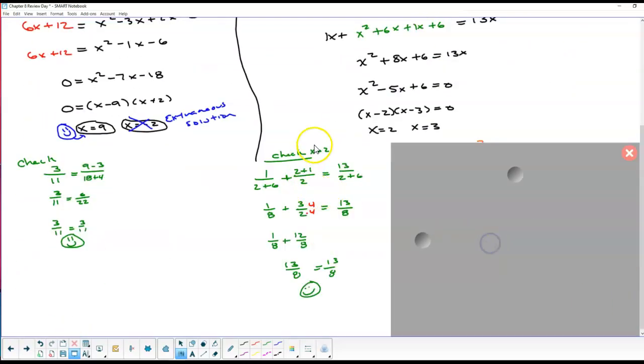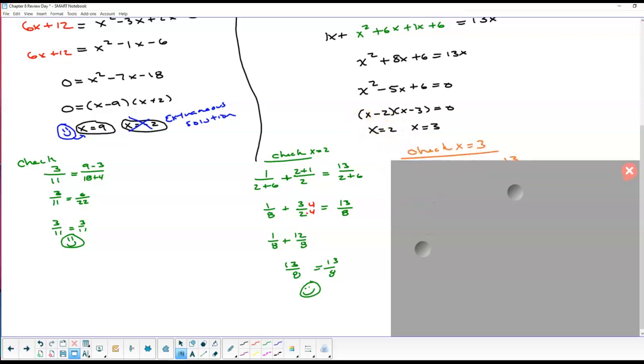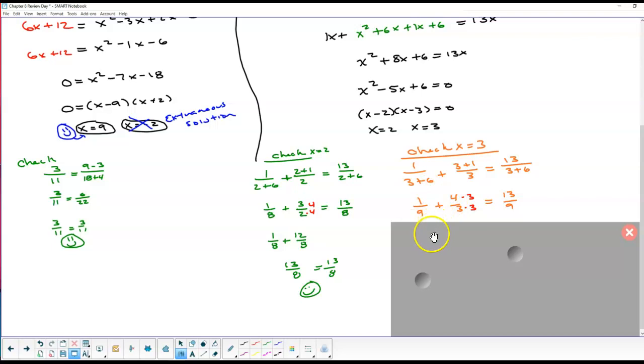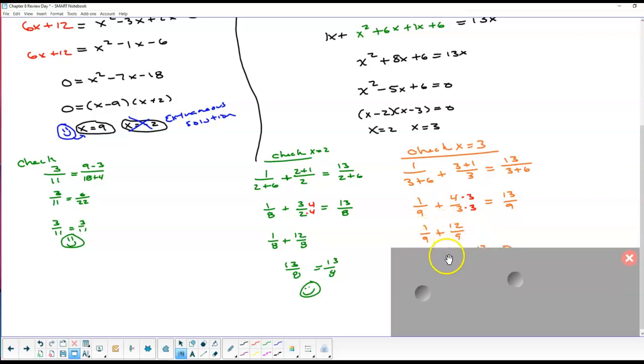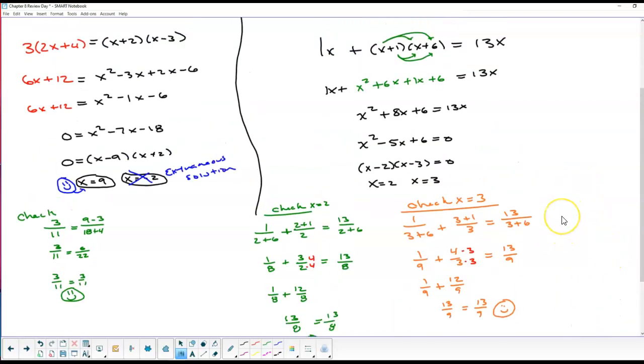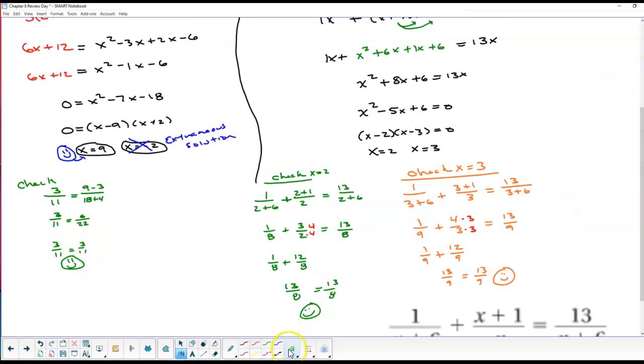So if I plug in, let's check 2. If I plug in 2 into the original expression, and we end up doing some simplifying, I got all the denominators to be 8. I end up with 13/8 equals 13/8. So I get a true expression, which means x equals 2 works. And then the same thing with 3. Go ahead and check 3. Get a common denominator of 9 to add the left side together. And then we end up with 13/9 equals 13/9, which gives me 2 real solutions. So both answers are accurate. So in this case, I would have no extraneous solutions and 2 real solutions.